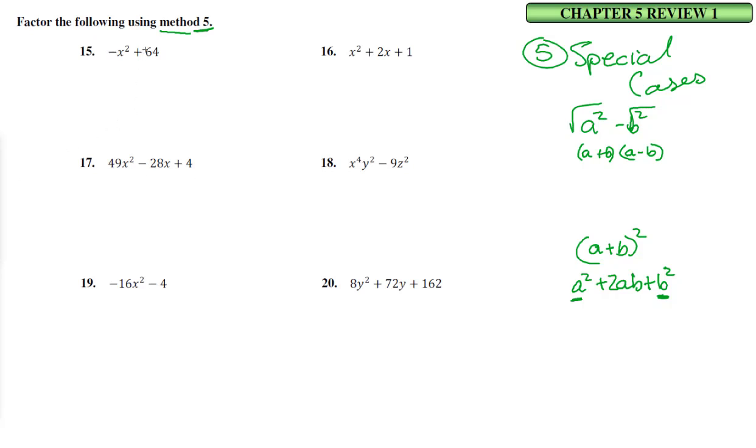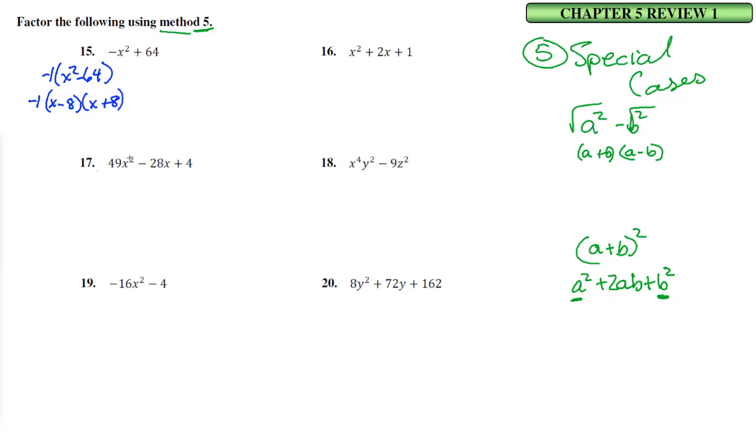Here we have negative x squared plus 64. Now, we can do this in one of two ways. We can take the negative 1 out and have x squared minus 64. You'll notice it is a difference of x squared and 64, which is 8 squared. So it would look like this, x minus 8, x plus 8.